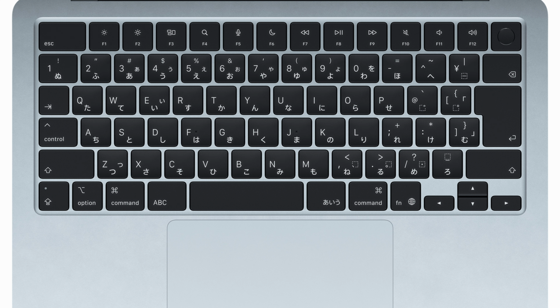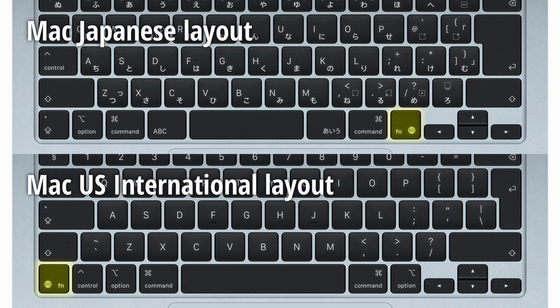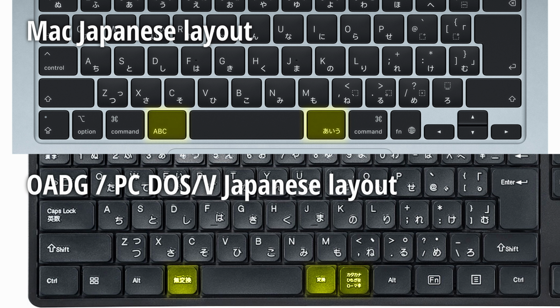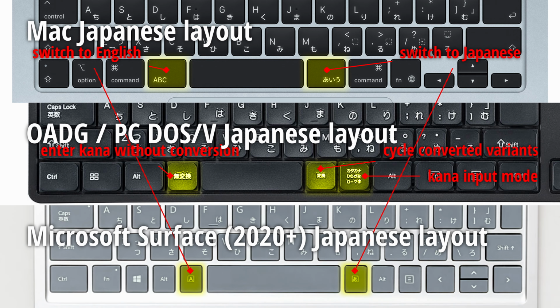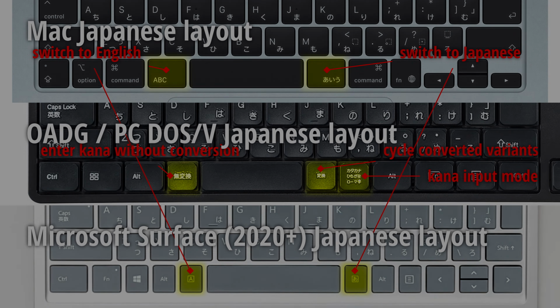And the modifier keys are all over the place. The globe key is moved to the right side, replacing the right option key, and control and caps lock are swapped for some reason. The Japanese specific input mode keys are also different, but that's the least weird thing about this layout, especially since some new Windows laptops changed that too.